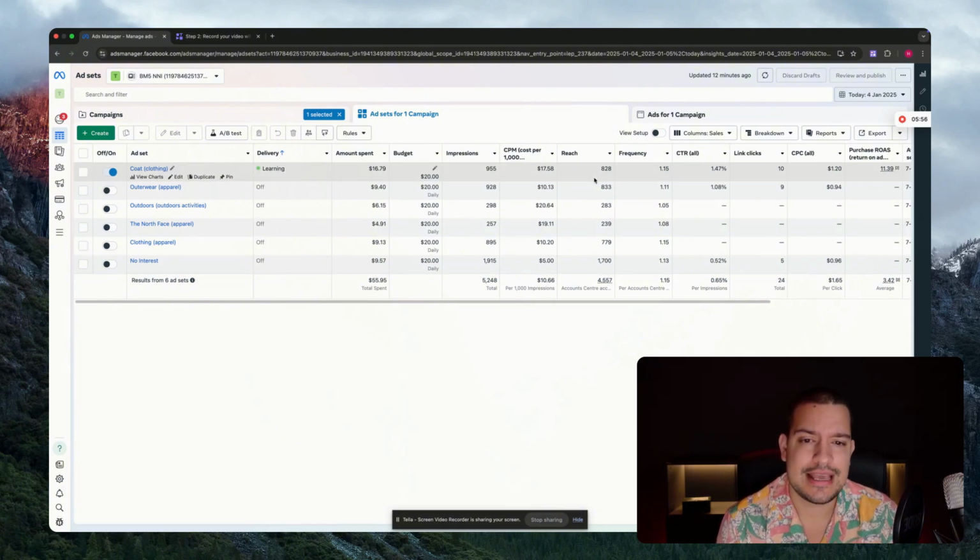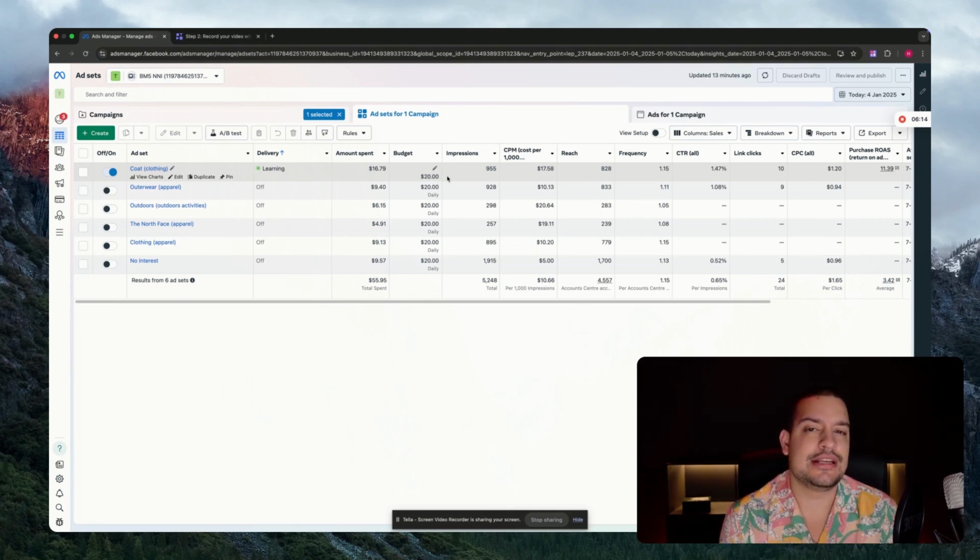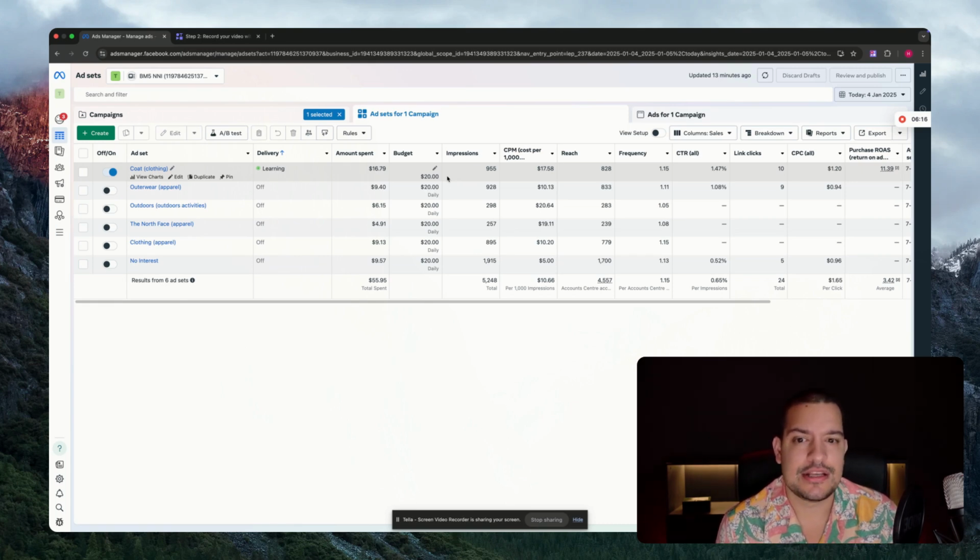But the second thing is about the budget specifically. So, like I said, in the past, I had a winning interest. I didn't have other winning interests, but that one was working super well. So, what did I do? I increased the budget to $40. When you increase the budget, it needs to re-optimize again. So, you could lose your winning interest.